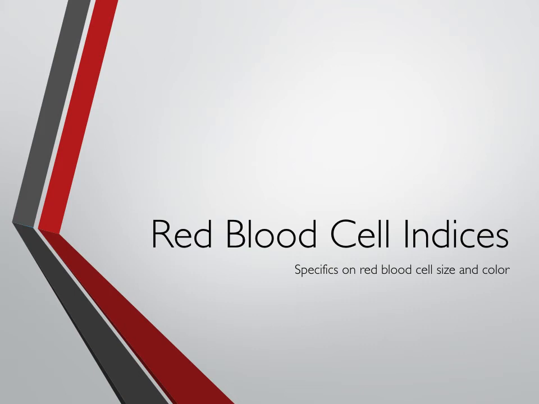Red blood cell indices are specific numbers that we get from our red blood cell calculations that happen within the machine, from the automated machine. And this is going to help us get specifics on red blood cell size and red blood cell color. And this is even more accurate than just a quick glance at the slide.